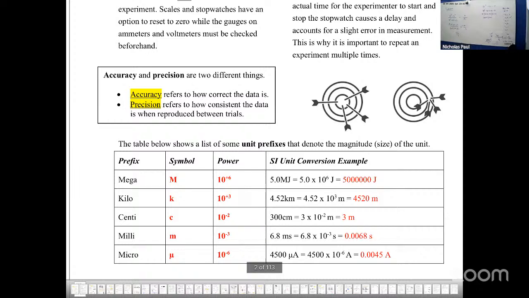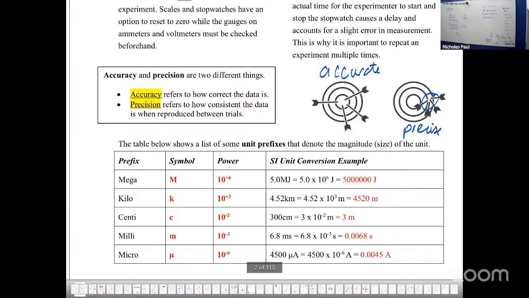I'll try Adrian now. The one on your left is accurate, the one on your right is precise. Very good. Right? This one here is accurate because all the values are in the bullseye. The next one underneath is precise, but not accurate. So be careful in physics when you're using those words. Everybody okay with that?